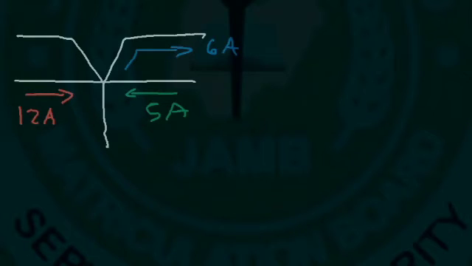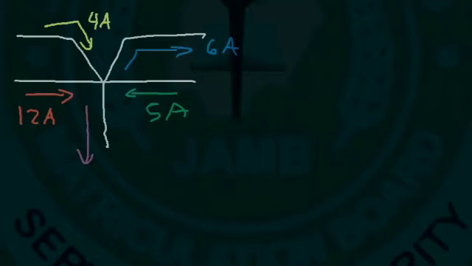Now let's try a more complicated example. So let's say we have 12 amps of current traveling in that direction, 6 amps of current going this way, 5 amps going that direction, and 4 amps traveling in this direction. What is the current that leaves in that direction? What is the answer?